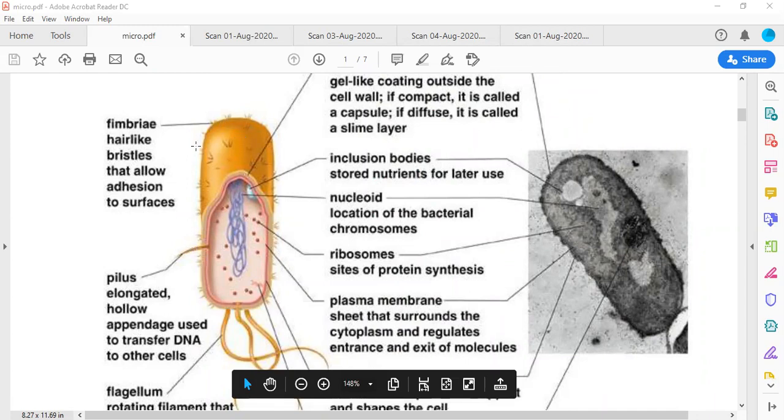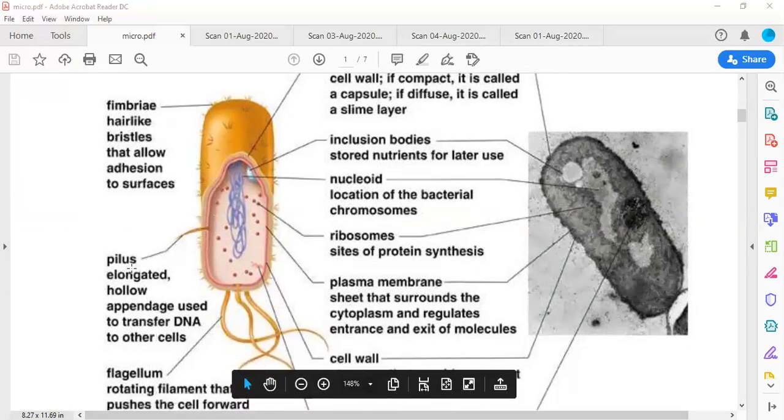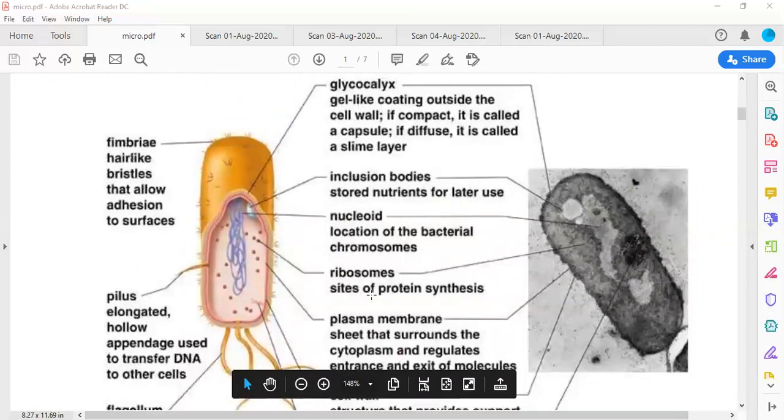Whereas fimbriae are other hair-like structures present over the bacteria. They are required for adhesion to surfaces. So suppose bacteria want to adhere to some surface in our respiratory tract. It requires these fimbriae-like, hair-like structures, appendages to stick to the host substrate or surface. So they have different structures, they have different functions. So you need to remember this. And flagella, they are moving the cell forward. And other structures are also given, and their functions are also described here.